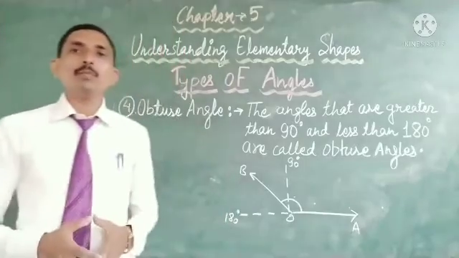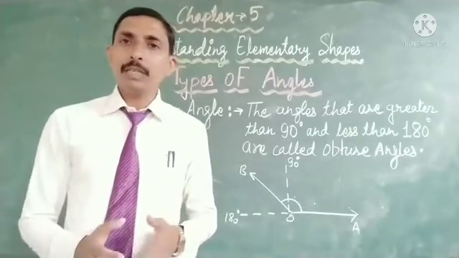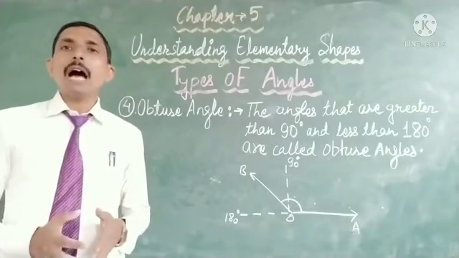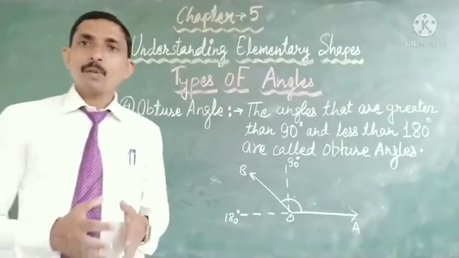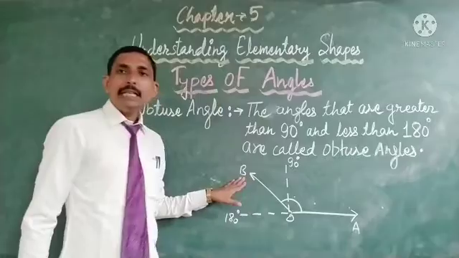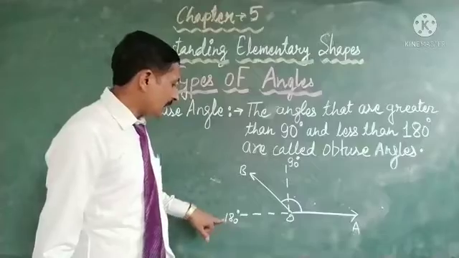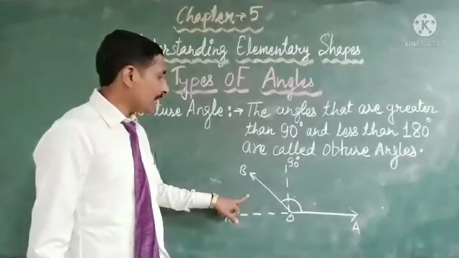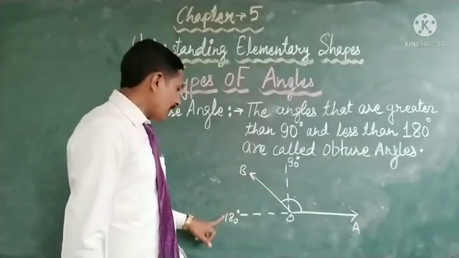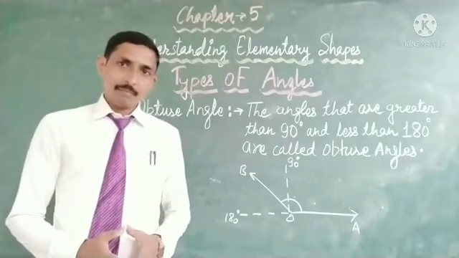So examples of obtuse angle are 110 degree, 125 degree, 140 degree, 150 degree, 175 degree. These all are the examples of obtuse angle. And you see in the figure, angle AOB is an obtuse angle because it is greater than 90 degree and less than 180 degree. Or we can say the angle AOB lies between 90 degree and 180 degree. So this is obtuse angle.